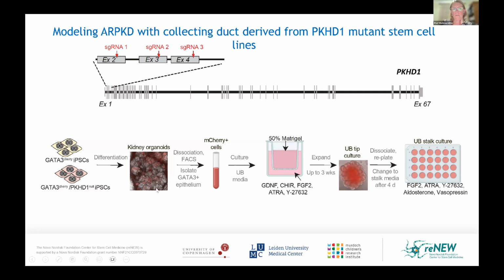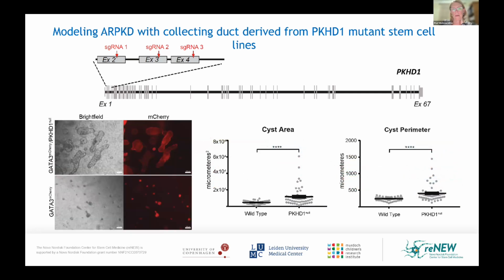We grew organoids from them, isolated the red cells, which is the epithelium that we want. We cultured them in the right media. We made these little cauliflowers, and then we put them into the media that turns them into the stalk or the trunk. And what we see is that in the presence of a mutation in PKHD1, you can see these tubes, instead of being thin and tight, are actually dilating.